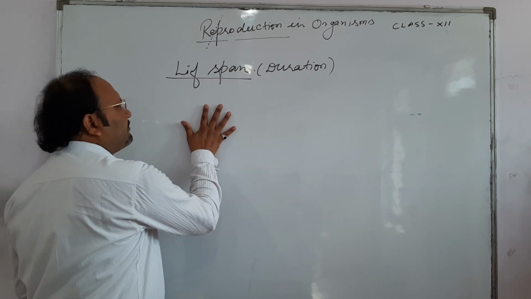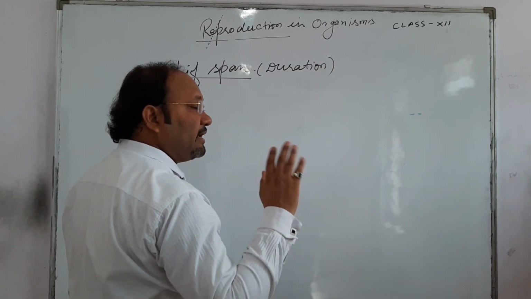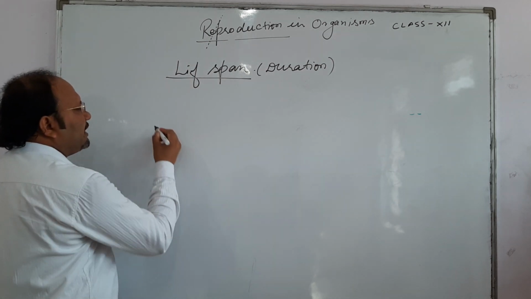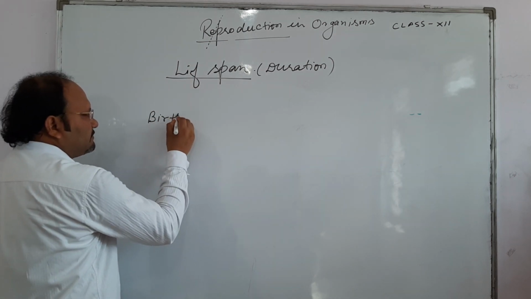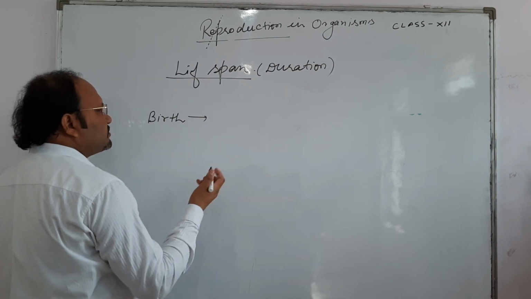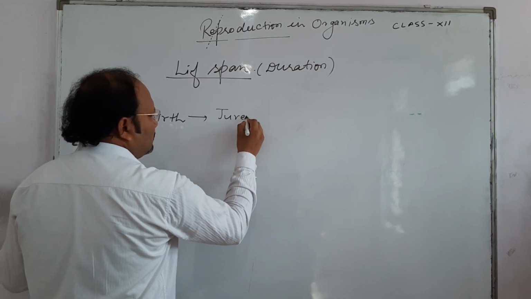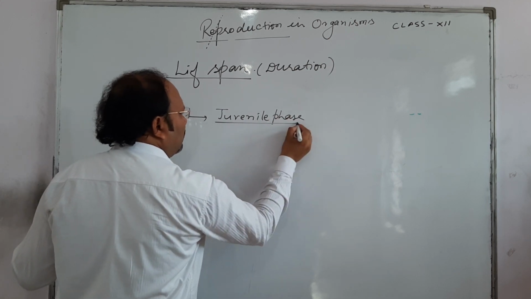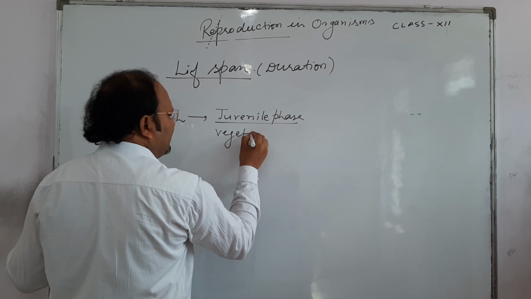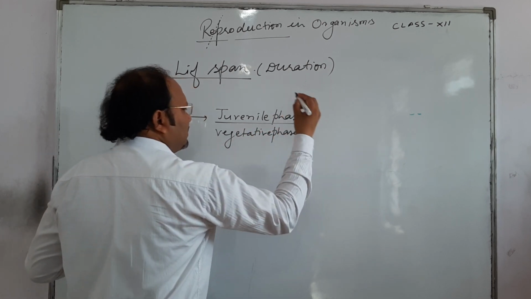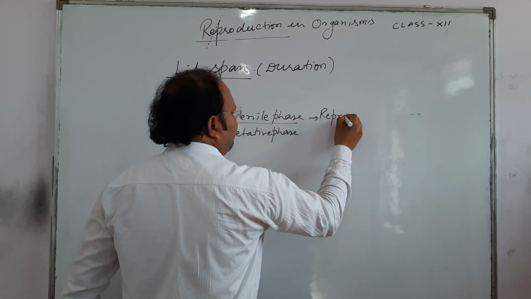Now we talk about the different stages of the lifespan of every organism. Okay, so we begin with birth. After birth, organisms undergo the juvenile phase or vegetative phase. Then after that, the reproductive phase.